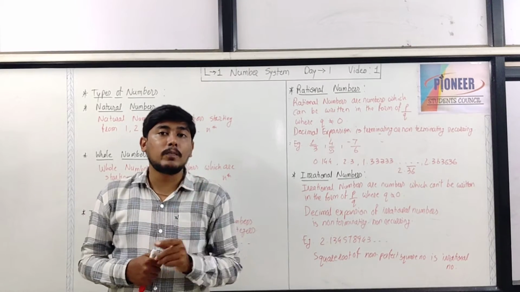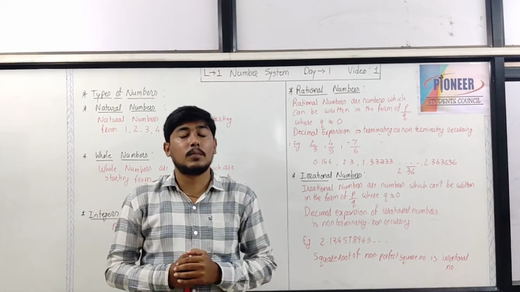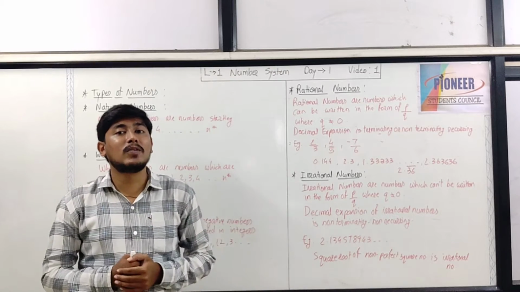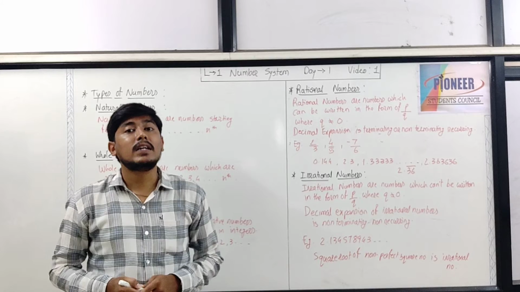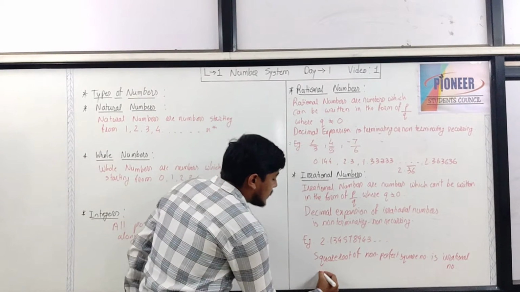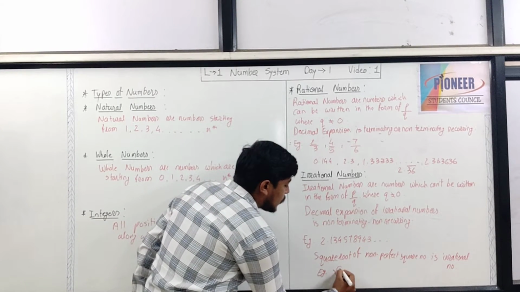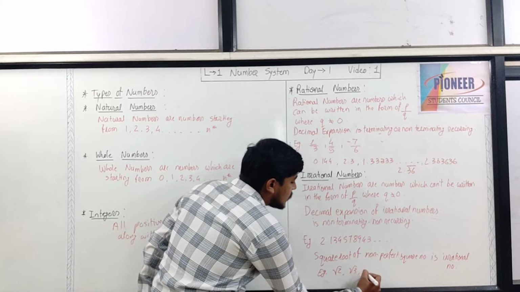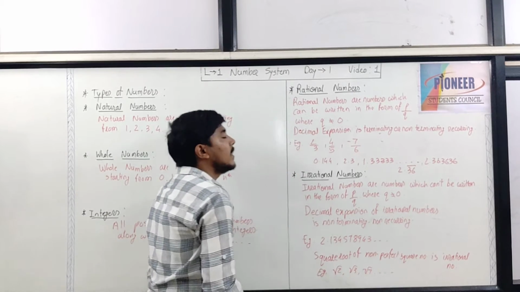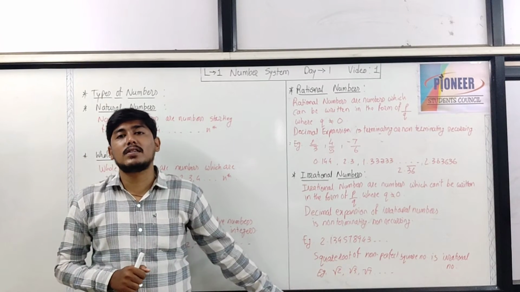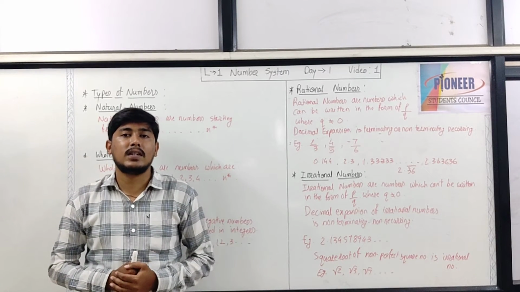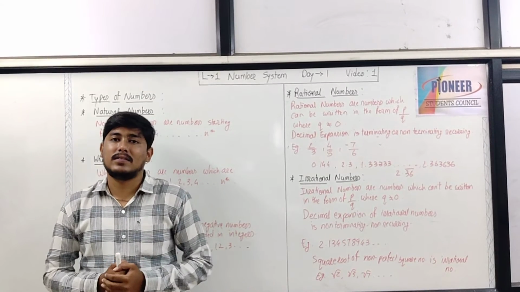So square root of 2 will be known as an irrational number. Square root of 5 will be known as an irrational number. Square root of 15 will be considered an irrational number. So examples will be root 2, root 3, root 7, and so on. You can consider anywhere. Okay guys? So these are all the types of numbers which we have to use continuously, particularly in this lesson.